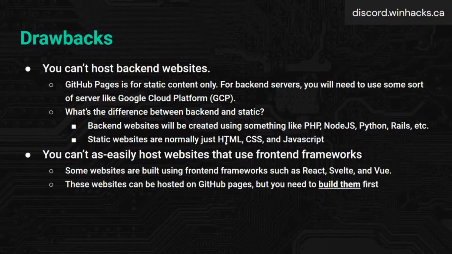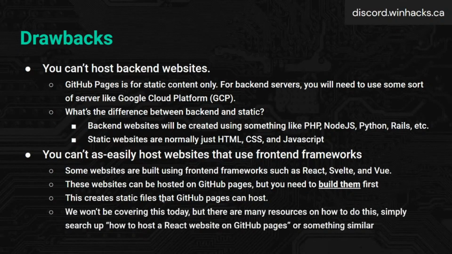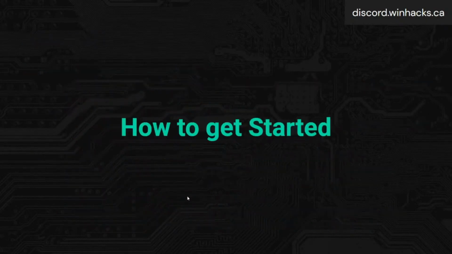Other than that, GitHub Pages can't run things dynamically. It's not like a server. It's just for static content. When you build the site, it creates all the static files. We won't be covering that today, but there are many resources on how to use React or Vue or Svelte or Angular on GitHub Pages.